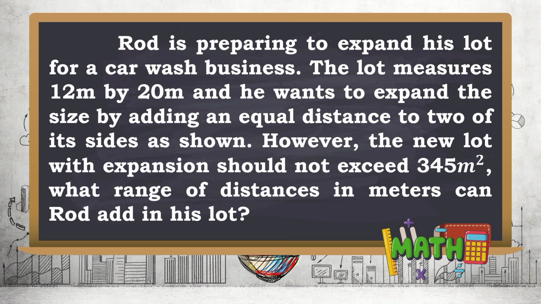Rod is preparing to expand his lot for a car wash business. The lot measures 12 meters by 20 meters, and he wants to expand the size by adding an equal distance to two of its sides as shown. However, the new lot with expansion should not exceed 345 square meters. What range of distances in meters can Rod add to his lot?